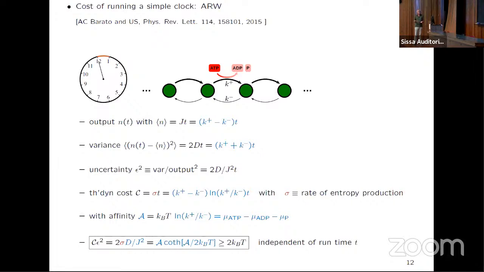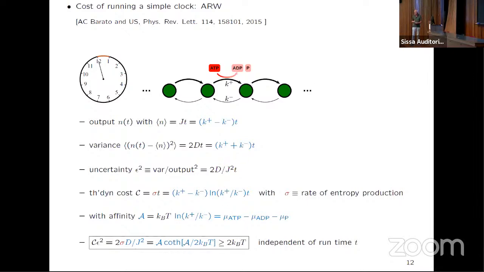Now the cost, we know the rules for such processes. So the ratio between forward and backward rate, the log ratio, is given by the entropy production, and the entropy production is the change in delta mu of this chemical step. Now you combine these relations and you find that the product between cost and uncertainty is given by this hyperbolic function, and that is larger than 2 kBT. That's a trivial calculation. You just have to combine these two results here.